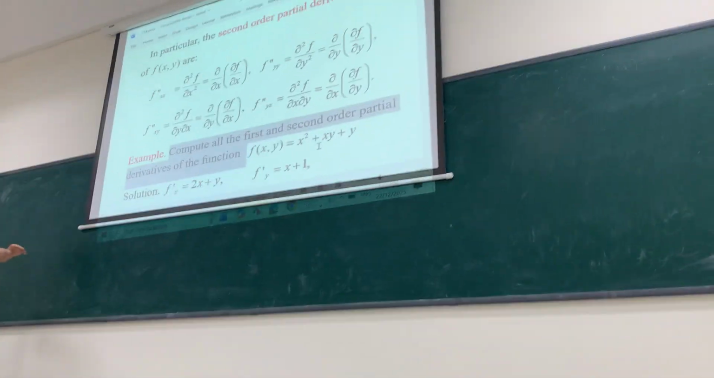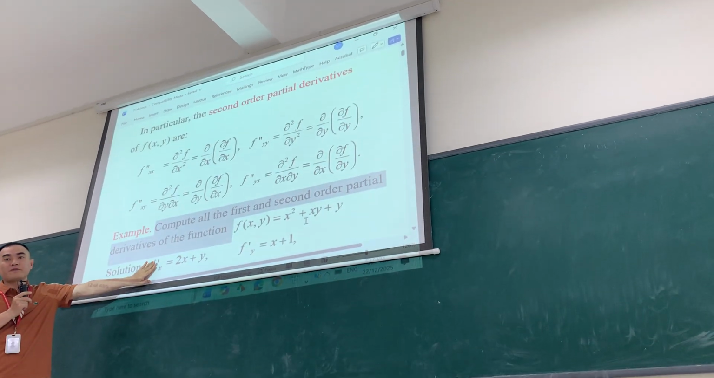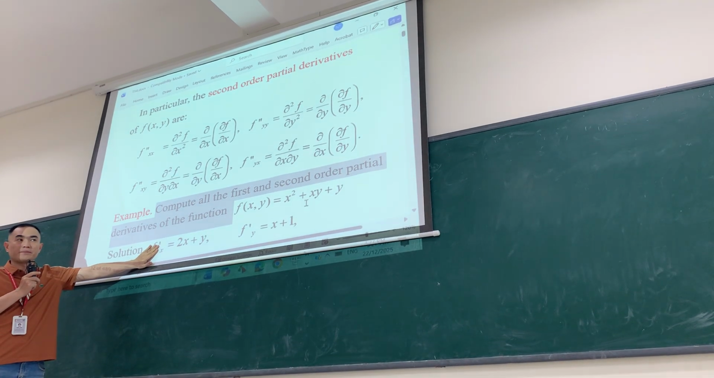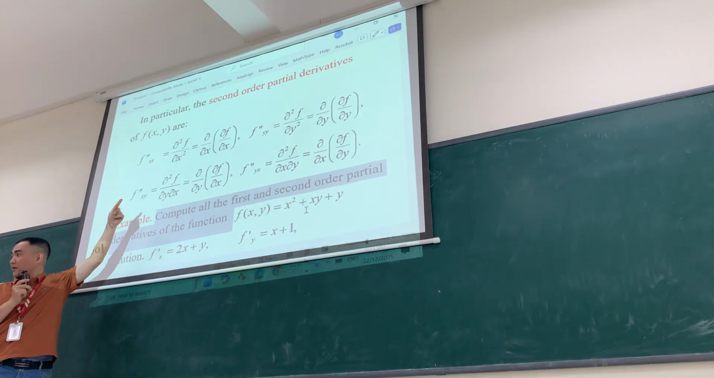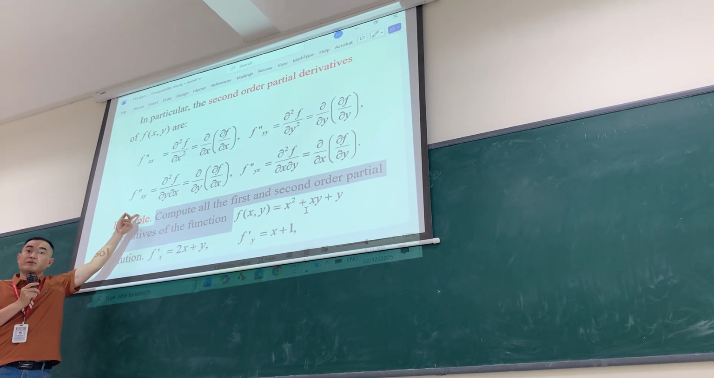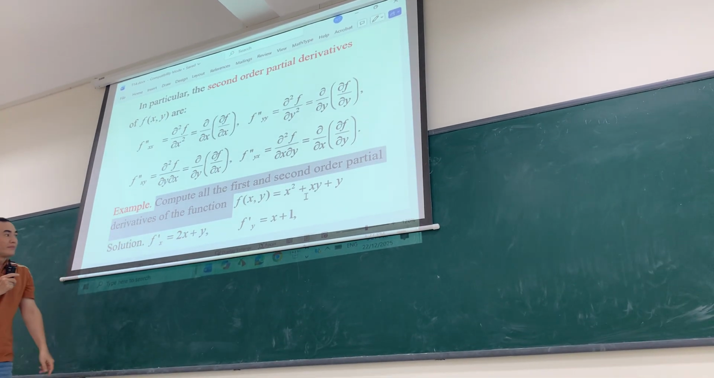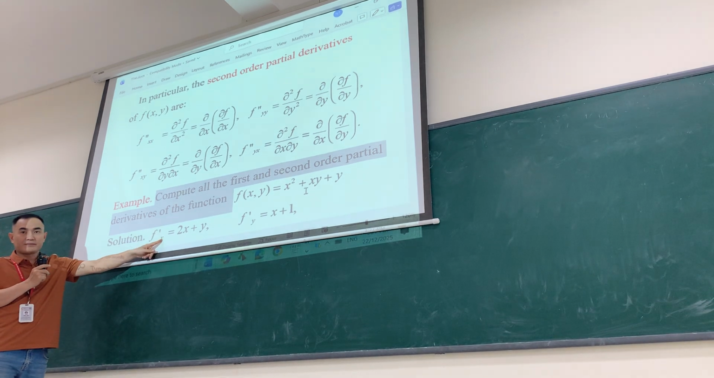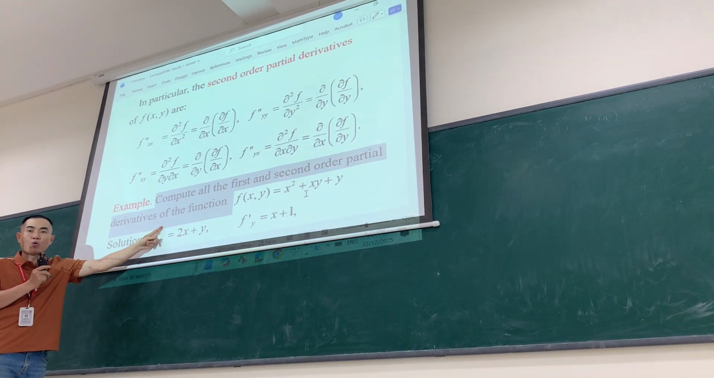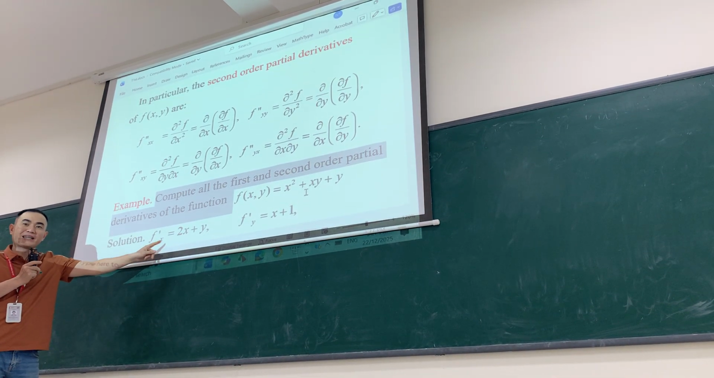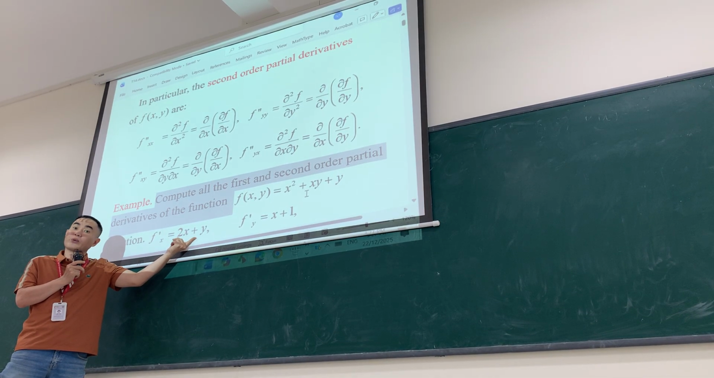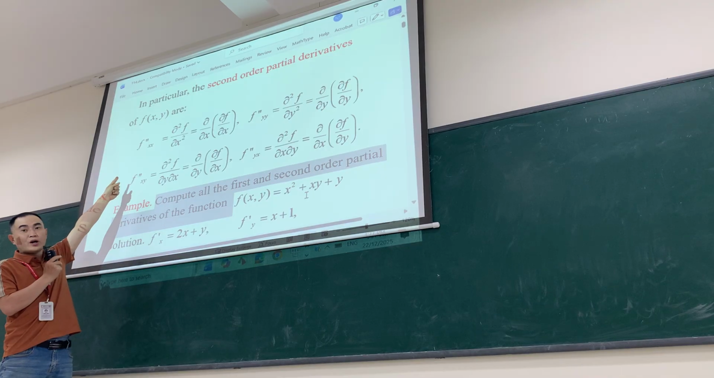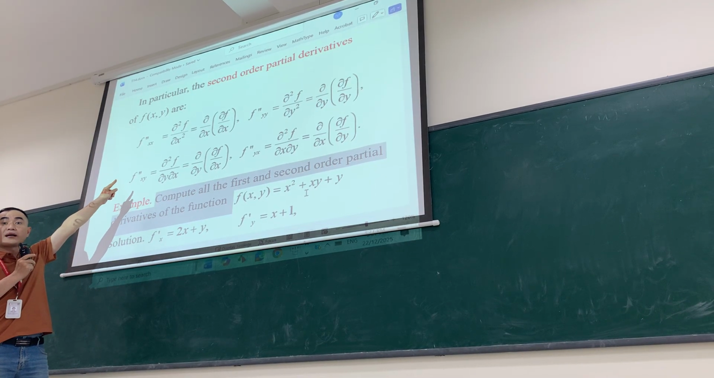To continue, we square on the first order partial derivative. We can estimate the second order partial derivative. From f prime x, now we want to find f double prime x. With the derivative of this function, we obtain f double prime x.